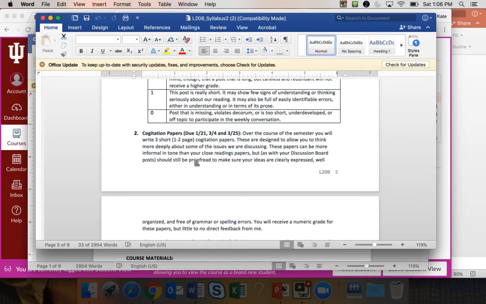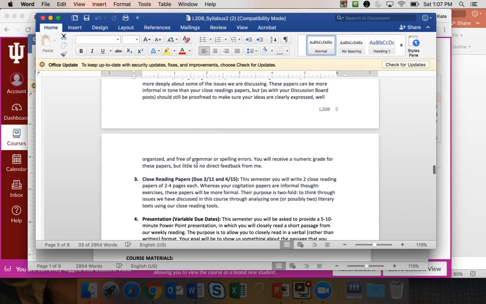Again, these papers can be a little more informal in tone than your close reading papers. But as with your discussion board posts, you should still proofread them to make sure that your ideas are clearly expressed, well organized, and free of grammatical or spelling errors. For these papers, you're going to receive a numeric grade, but little or no feedback from me.